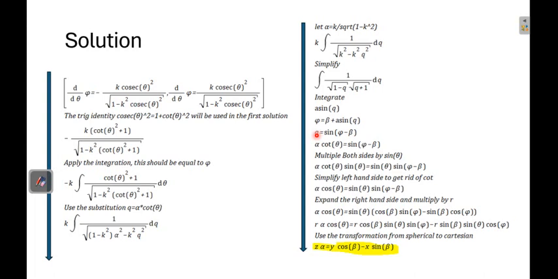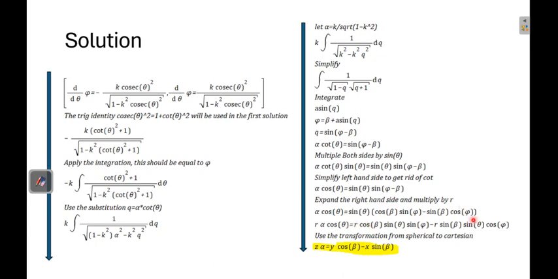Remember that we have used the substitution q is equal to alpha cotan theta, hence alpha cotan theta is equal to sine phi minus beta, and I will multiply both sides by sine theta to get rid of sine theta in the denominator of cotan theta, and we get here a cosine theta. And then I will expand the right hand side to get sine phi minus beta is equal to sine phi cosine beta, and so on. This is trigonometry from the elementary mathematics.